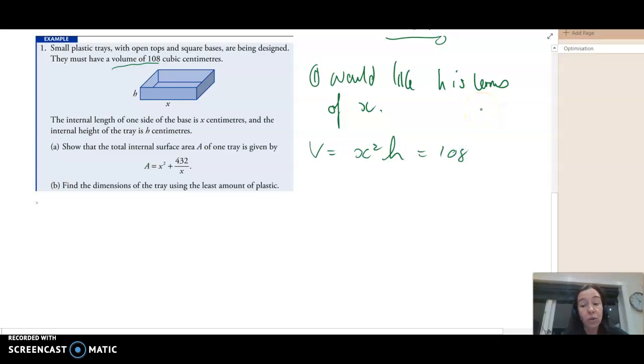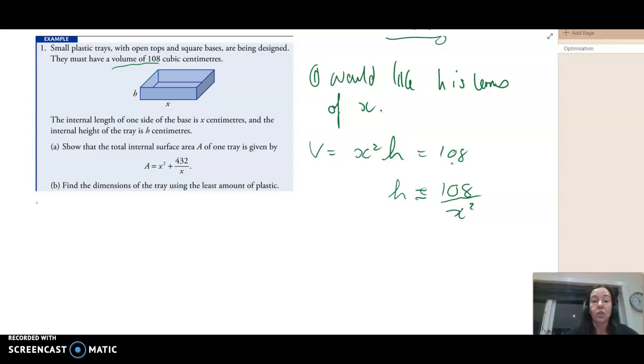Okay, so I've just used the information they've given me to solve for the unknown variable. So far, nothing too exciting. And I'm wanting H in terms of X, so H is equal to 108 divided by X squared. Sorry, not minus. We are dividing. Divide both sides by X squared. You're happy with that? To get H in terms of X.